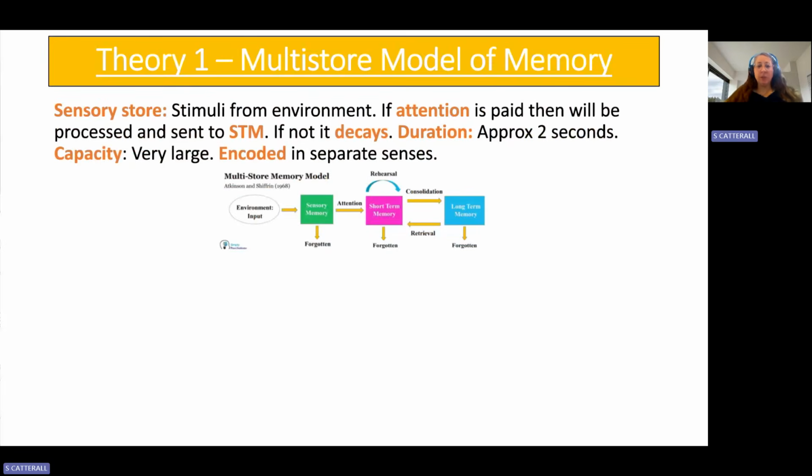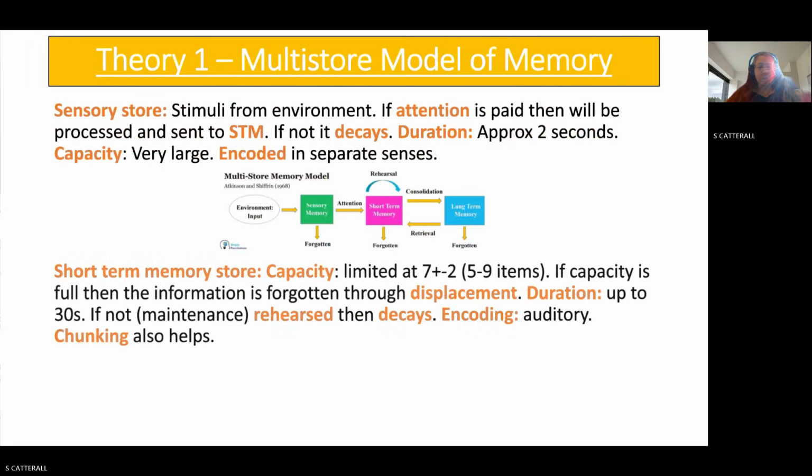So it's approximately 2 seconds in the sensory store. And it says approximately because each sense, so your 5 senses, have different durations, which you don't need to know at GCSE. So we say approximately 2 seconds. Capacity is very, very large. So the Sperling study showed that lots of information goes in there. It's just that we only pay attention to a little bit of it. And that's why we forget most of it, because it fades away and decays. And then it's encoded in those separate senses.